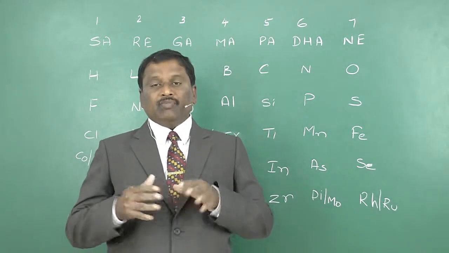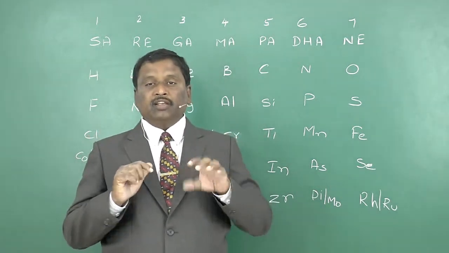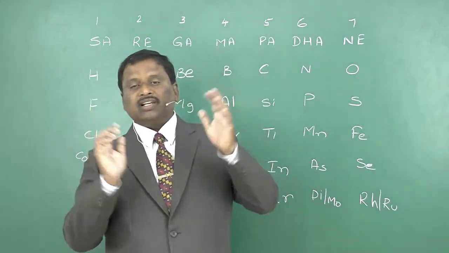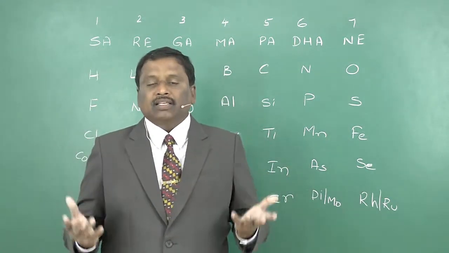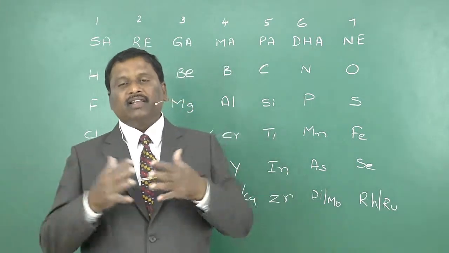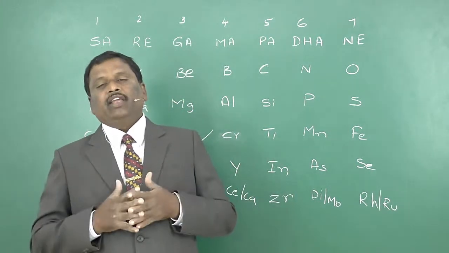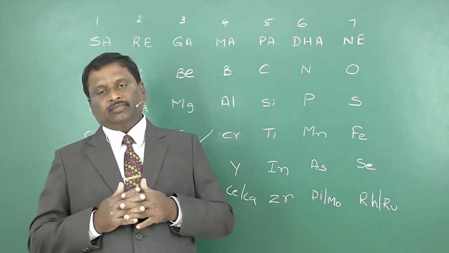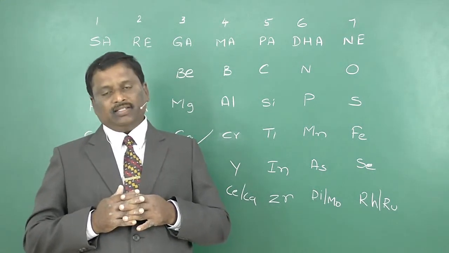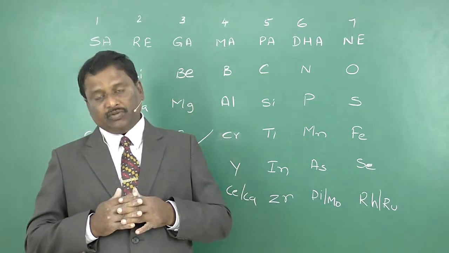But the arrangement of elements in horizontal rows and vertical columns gave a path for Mendeleev and other scientists to make a meaningful classification. This is regarding Newlands' theory of octaves.